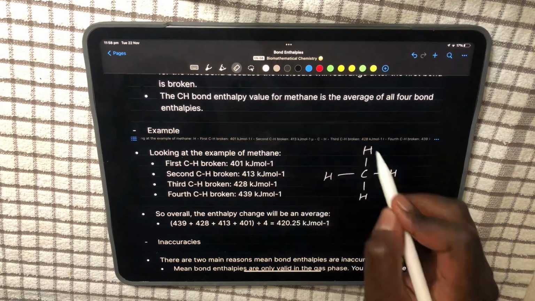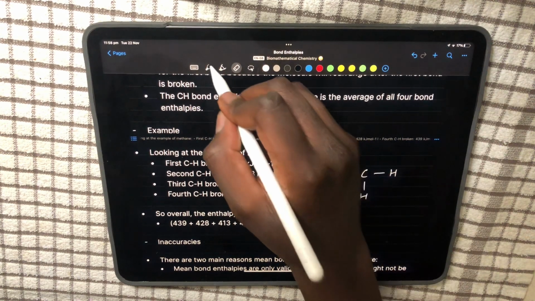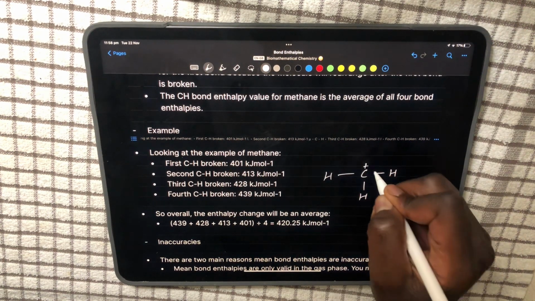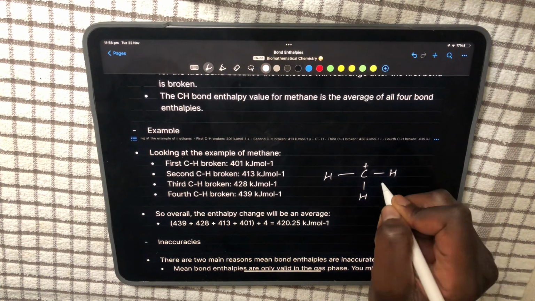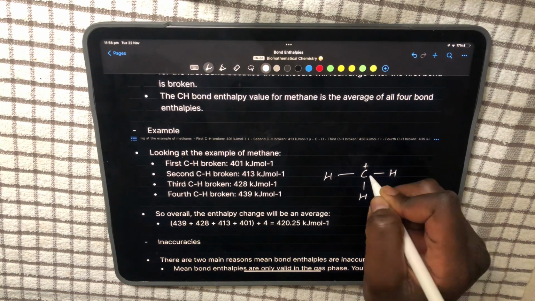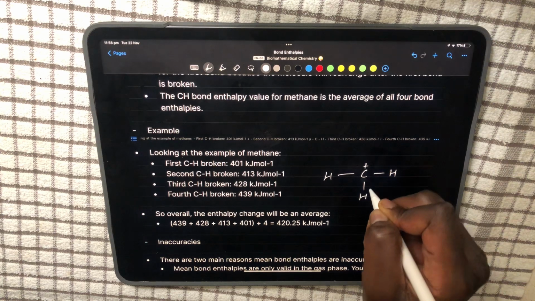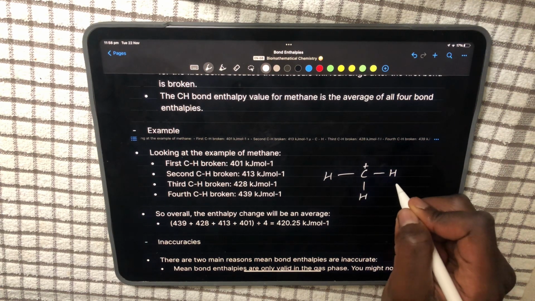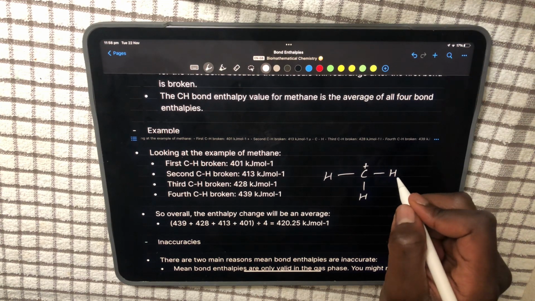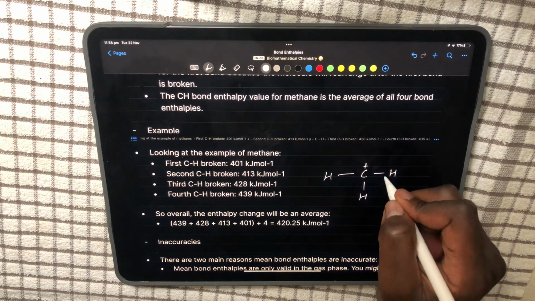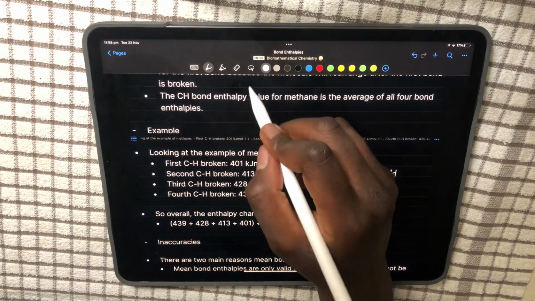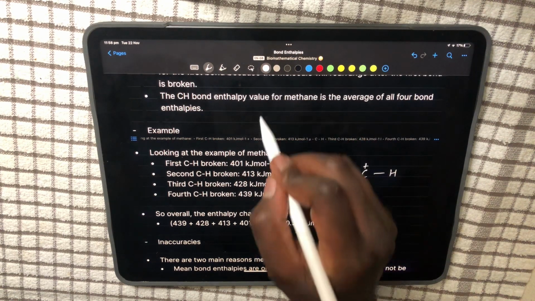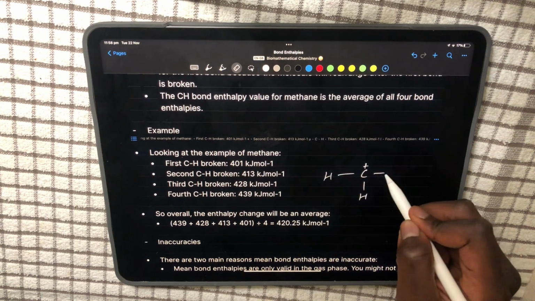So if I wanted to break this, now this is a more positively charged compound. So the bonding pairs are actually more closely attracted to the carbon than they are to the hydrogen, and because of that, the second CH bond is actually much stronger now. So more energy is required to break this bond. So it actually requires 413 kilojoules per mole if I wanted to break this bond.